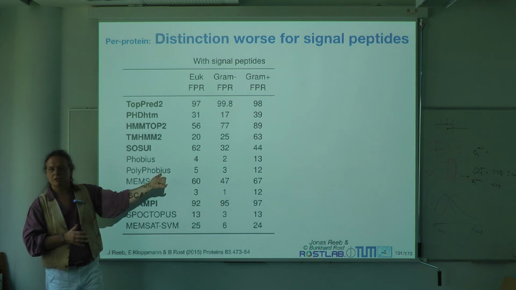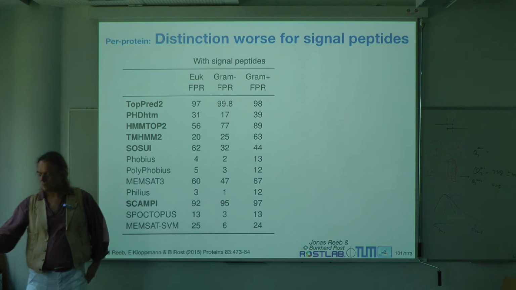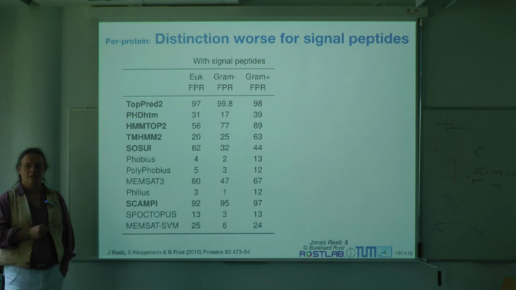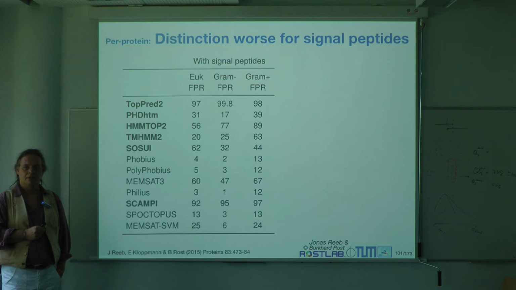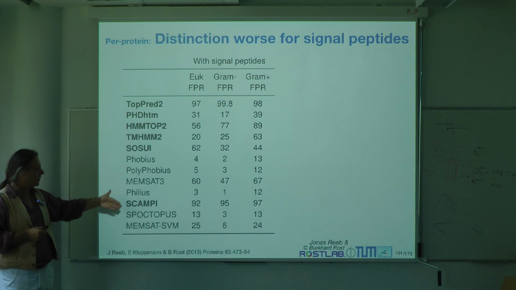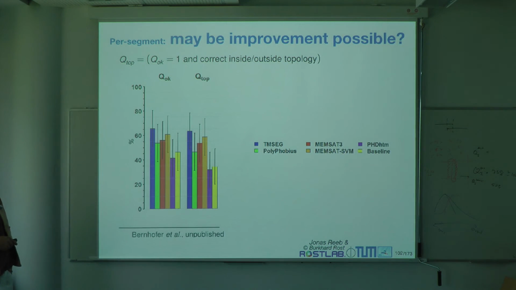This is why many methods confuse signal peptides with transmembrane helices. You see the extremely high error rates here. The only methods that get small numbers here, Polyphobius and Philius, are methods that explicitly use the idea of signal peptide. They predict a signal peptide and a membrane helix, and then they say, if I predict both, I call it signal peptide. But still, we get to relatively high error rates. That is one problem that continues to exist.